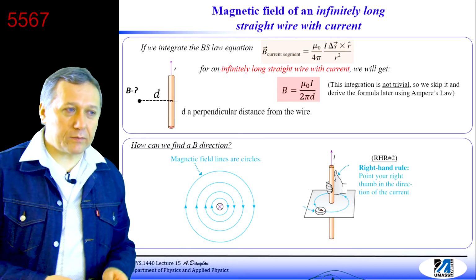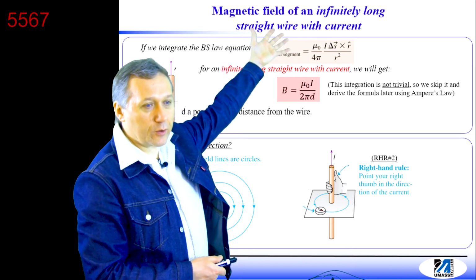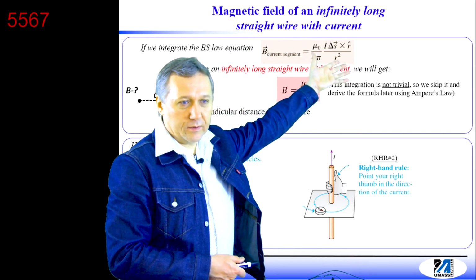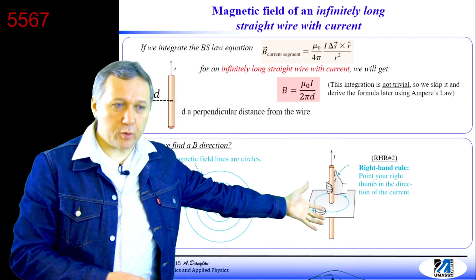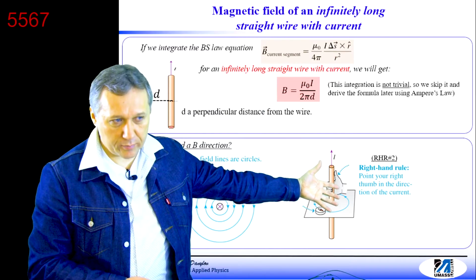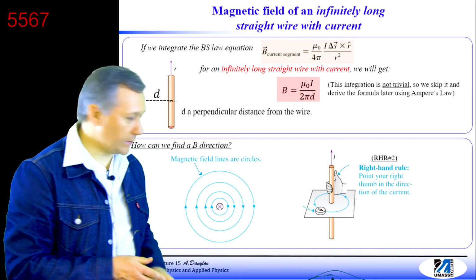I usually call it right-hand rule number 2. Right-hand rule number 1 we usually use in the cross product. You see, delta S cross R, that's where we use right-hand rule number 1. I usually call this right-hand rule number 2. And usually students don't have any trouble applying this rule.